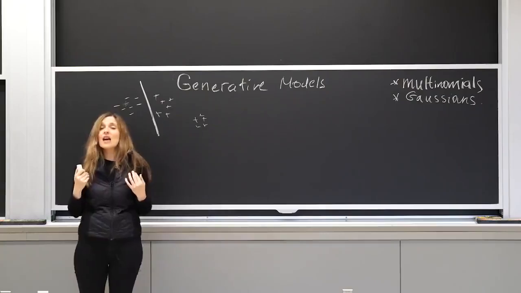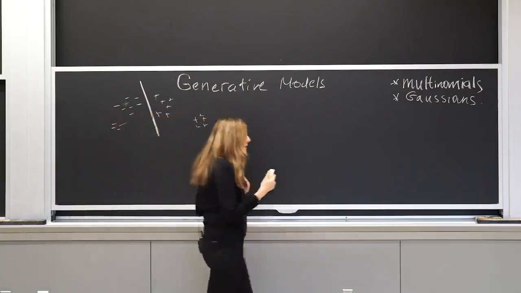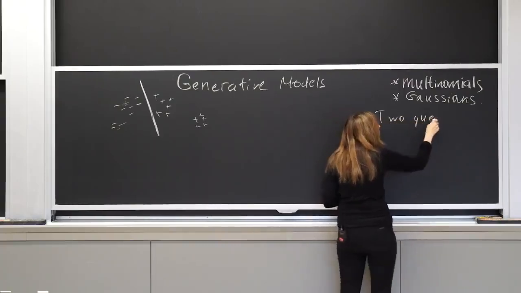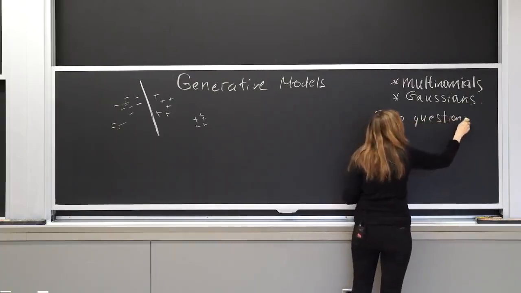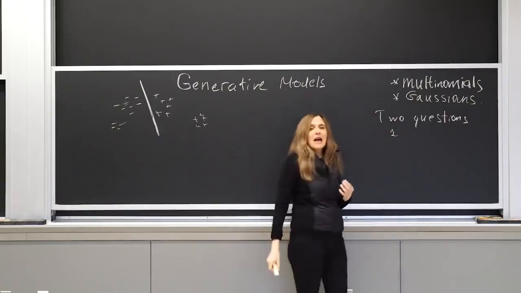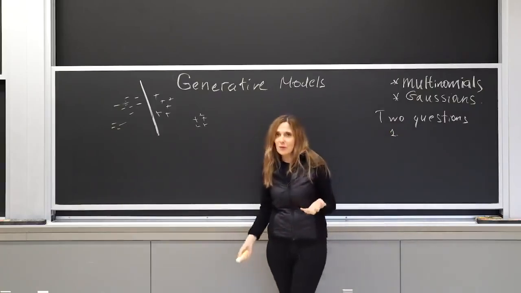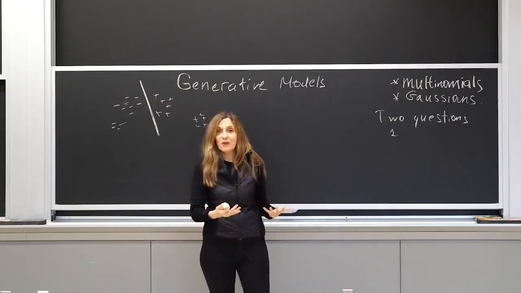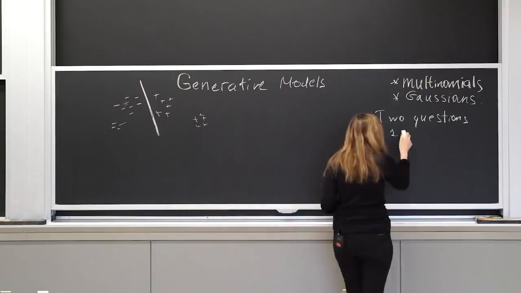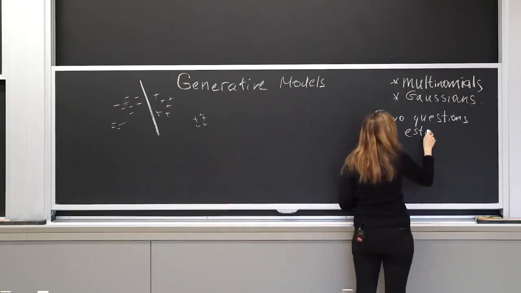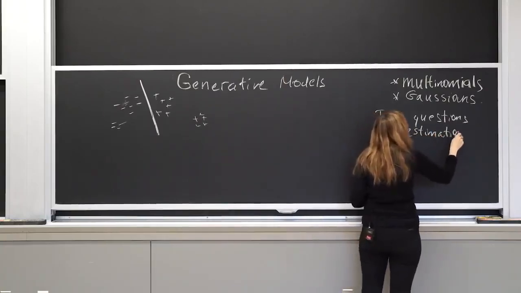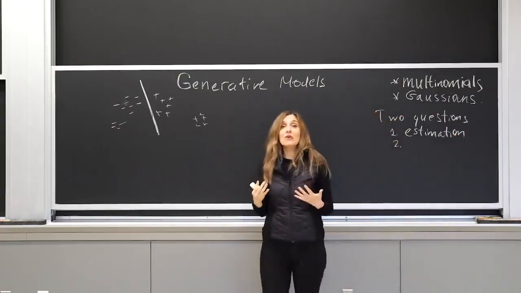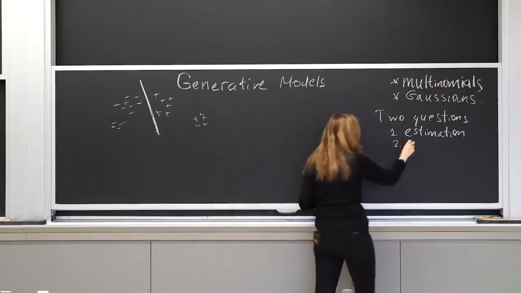We're going to ask two questions here. The first question, and this is a question that we will ask about any generative model, is: how do we estimate this model? Because we have a particular form of probability distribution, how do we fit it to our data? So the first question will be the estimation question. And the second question is, when you have estimated the model, how can we actually do prediction?